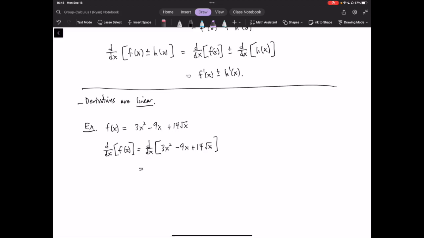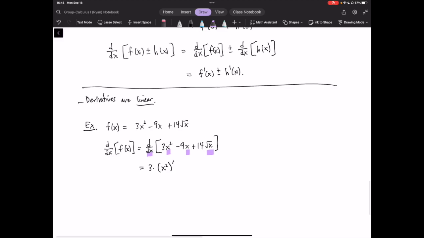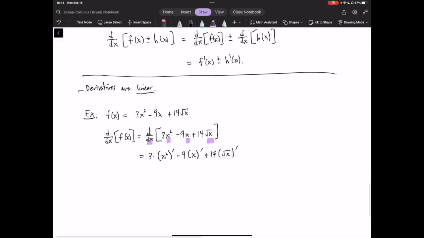So it turns out the derivative is only going to care about the functions, because these are all linear, they're added together, and they obey those two types of rules: the derivative can go over the pluses and minuses, and then the constants can come inside. So this can be written as 3 times the derivative of x squared, which I'm going to write as x squared in prime notation like this, minus 9 times the derivative of x, plus 14 times the derivative of the square root of x. Now we can just take these derivatives and put this all back together.